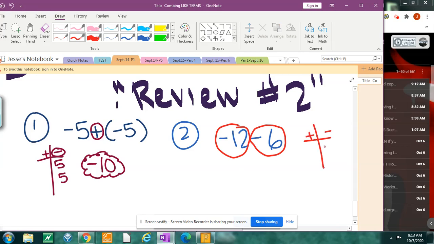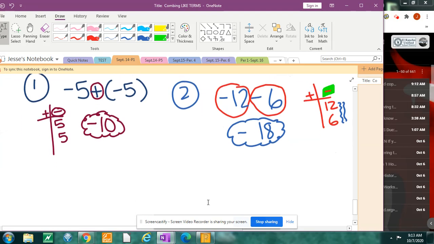The T chart. Why am I yelling? I don't know. So here we go. What's my answer? Positive or negative? Anybody? Myrna? Very good. -18. See? Pretty easy. And why 18? Why did we add 12 and 6? They're on the same side. So that's number 2.